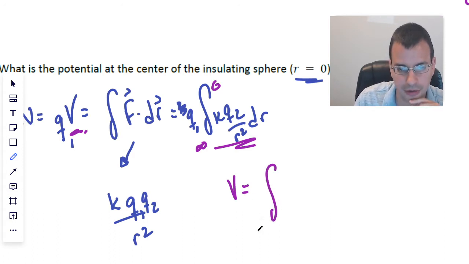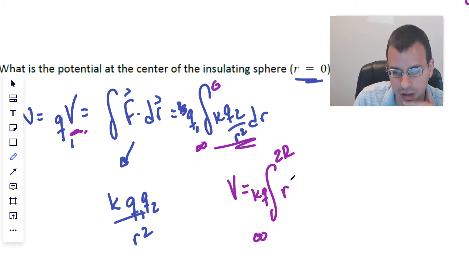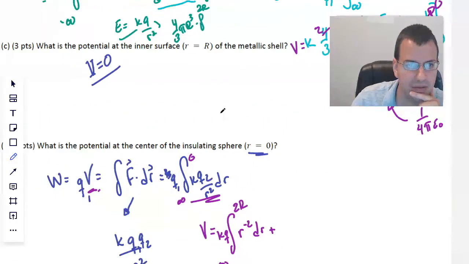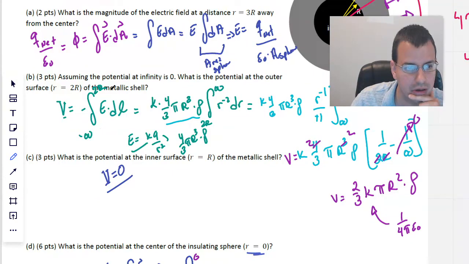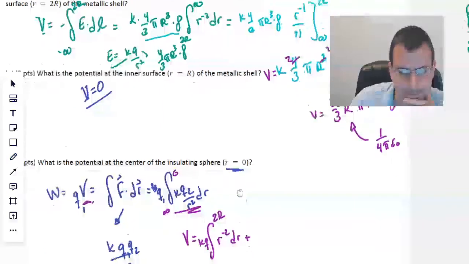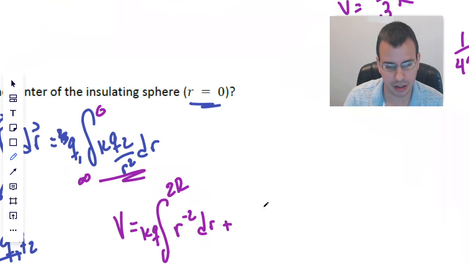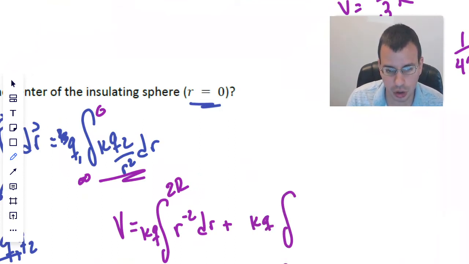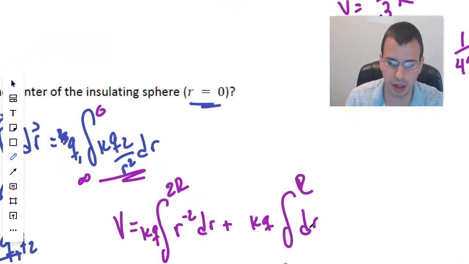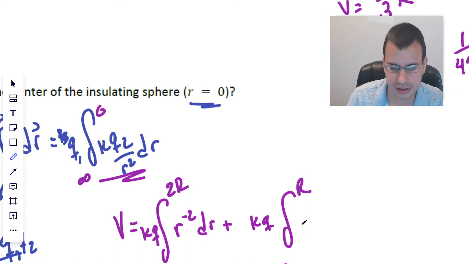So we're also going to break this up into various parts here. I'm going to start by going from infinity to 2r, because that'll all be the same kind of idea here. And this will be k q r to the negative second dr. We just did that equation, so I think we can use that right here. Yes, I think we can. And then we're going to add to that kq from 2r to 1r dr.